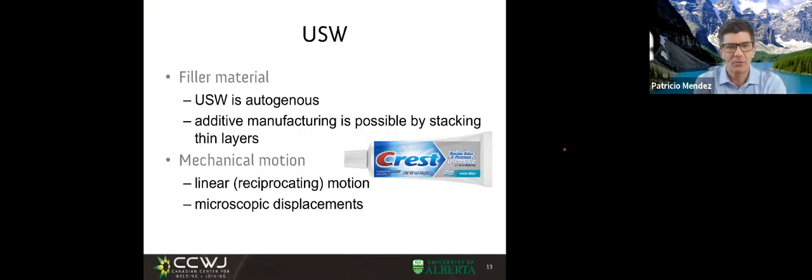Ultrasonic, you saw how it works, and now the difficulty with linear friction welding is you need a lot of stiffness, and you're moving big masses at a high frequency. It's not going to be easy.